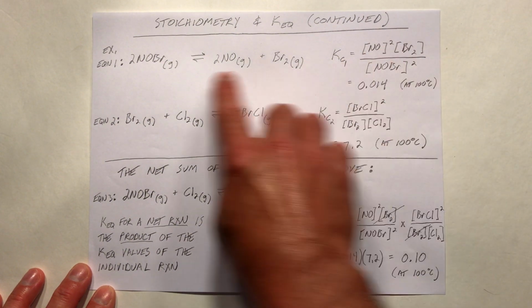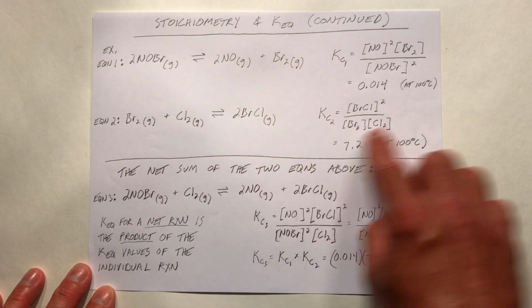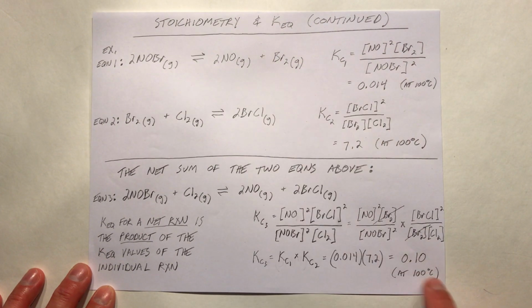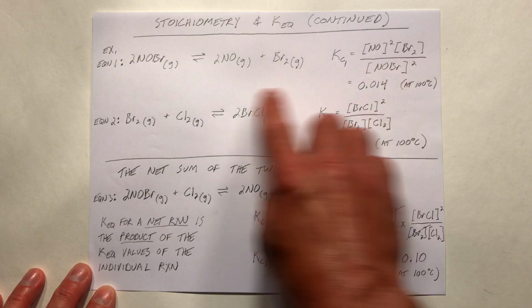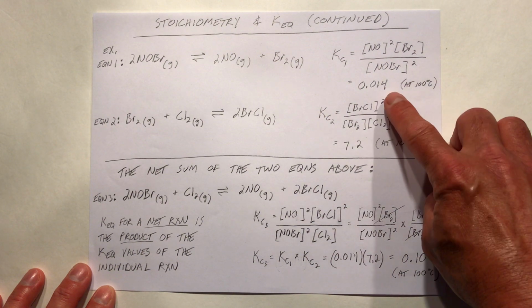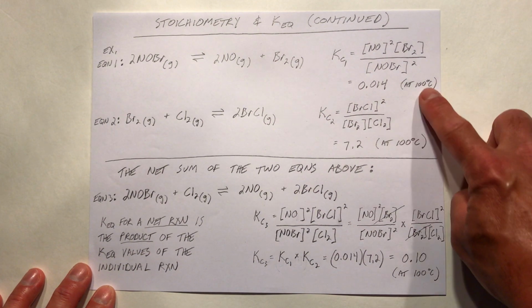Concentration of NO squared, because we have a 2 there, and the concentration of Br2 to the 1st power, because we have a 1 there, divided by the concentration of NOBr raised to the 2nd power. Now that would equal 0.014 at 100 degrees Celsius.